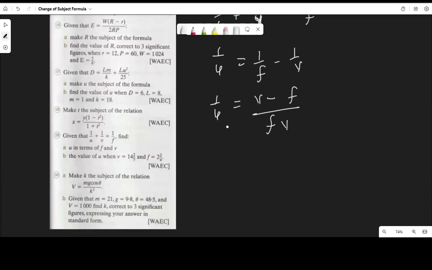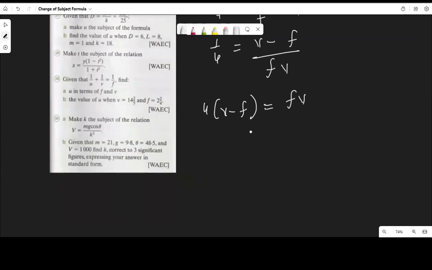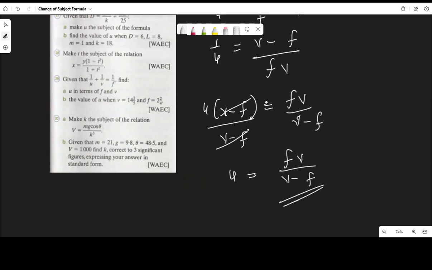Okay, but I want to make u the subject. So u times v minus f is equal to 1 times fv is fv. So dividing both sides by v minus f. V minus f. So this can go. U is equal to fv over v minus f. That is u in terms of v.